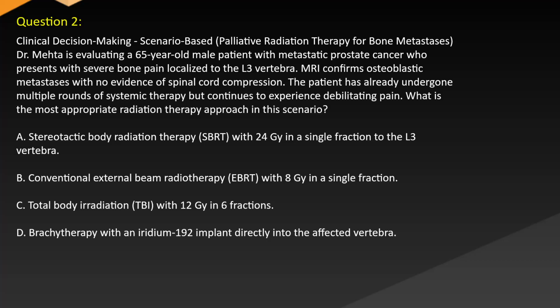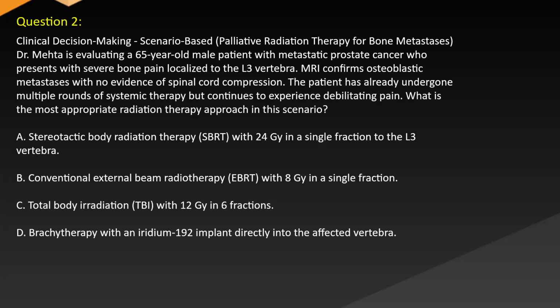Question 2. Clinical decision-making. Scenario-based palliative radiation therapy for bone metastases. Dr. Mehta is evaluating a 65-year-old male patient with metastatic prostate cancer who presents with severe bone pain localized to the L4 vertebra. MRI confirms osteoblastic metastasis with no evidence of spinal cord compression. The patient has already undergone multiple rounds of systemic therapy but continues to experience debilitating pain. What is the most appropriate radiation therapy approach in this scenario?